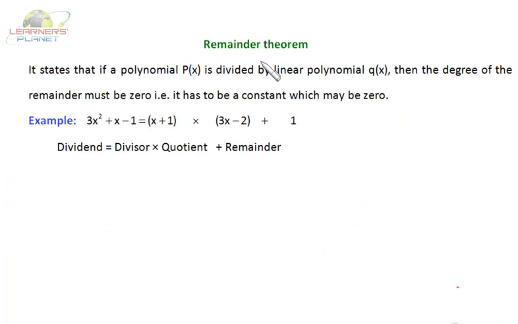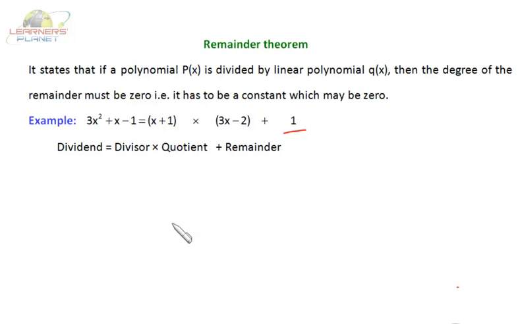Now let's discuss the remainder theorem. It states that if a polynomial p(x) is divided by a linear polynomial q(x), then the degree of the remainder must be 0. That means it has to be a constant, and this constant may be 0. I take an example: 3x square plus x minus 1 can be written as (x plus 1)(3x minus 2) plus 1. Here this 1 is the remainder.